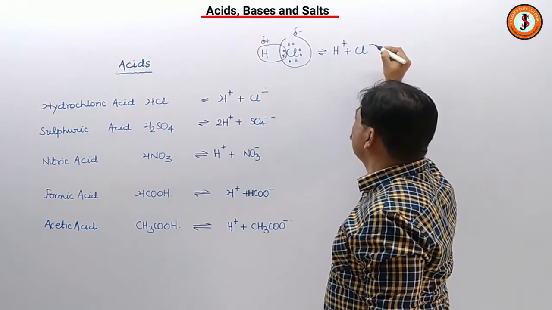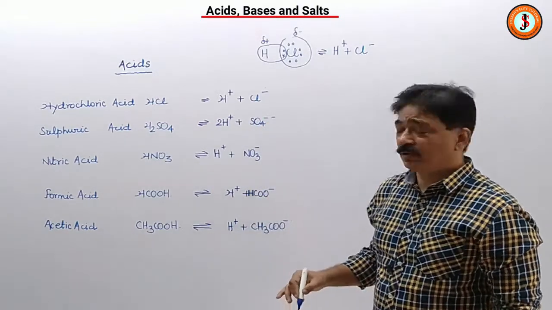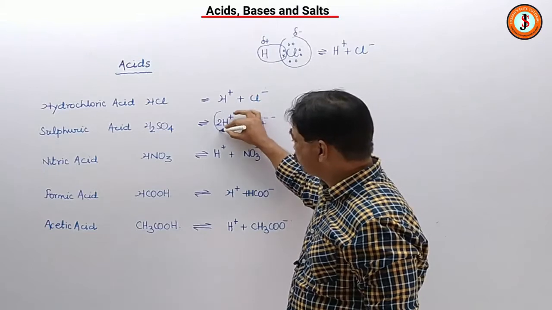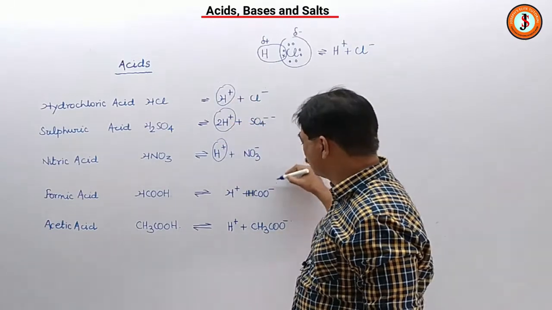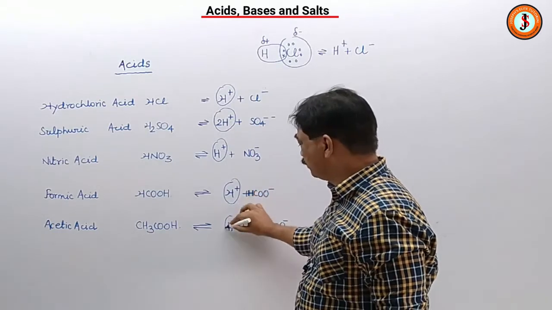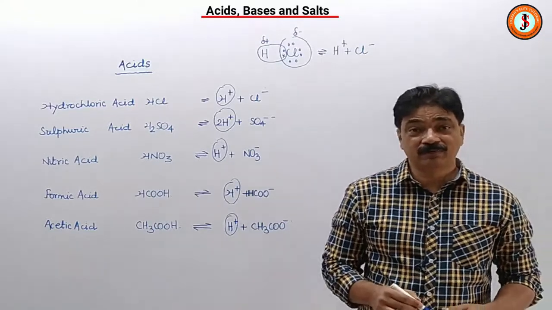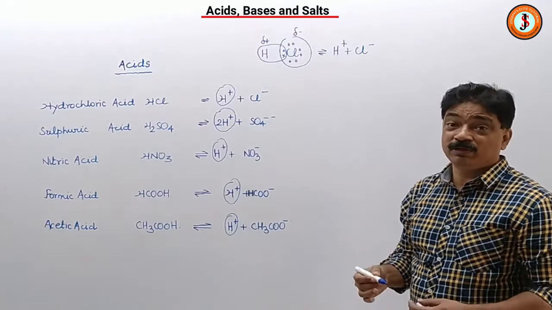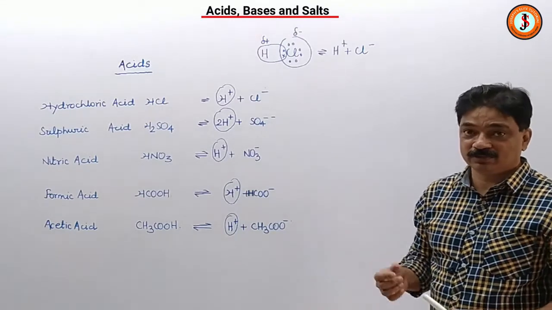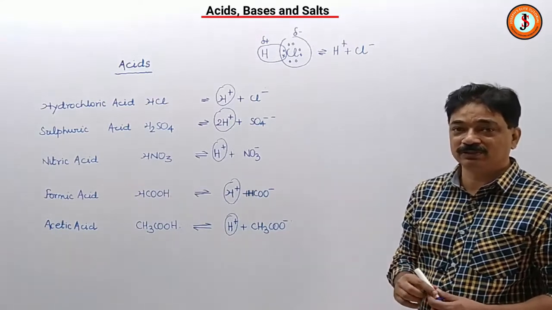So the first basic thing you have to understand about acids, which happens in all of them, is that acids will furnish hydrogen ions in a solution. Actually, it will furnish a positive ion, which will always be the hydrogen ion, and a negative ion, which may be different in the case of different acids. That is the first important thing you have to understand about the dissociation of acids.